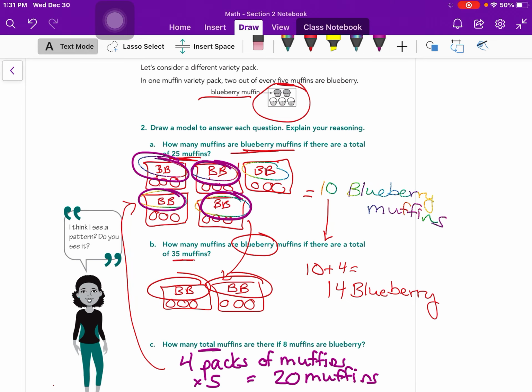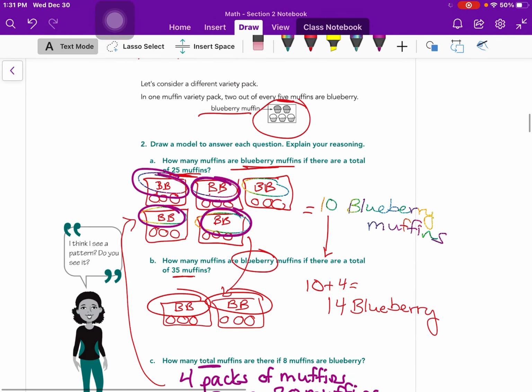Great work. So that's how we can use pictures to help us come up with equal or equivalent ratios. Notice that in my original ratio up here of 2 to 5, 2 blueberry to 5 total, in this question A, I had 10 blueberry to 25 total. Remember, 5, 10, 15, 20, 25. And down here, I had 14 blueberry to 35 total.